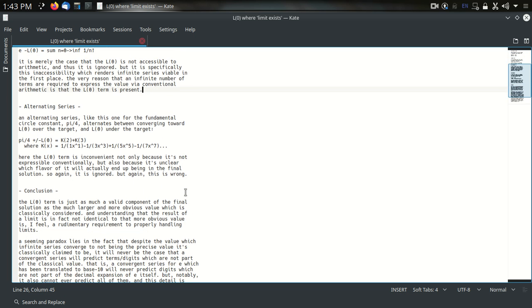Alternating series. An alternating series, like this one for the fundamental circle constant, pi on 4, alternates between converging towards L naught over the target and L naught under the target.